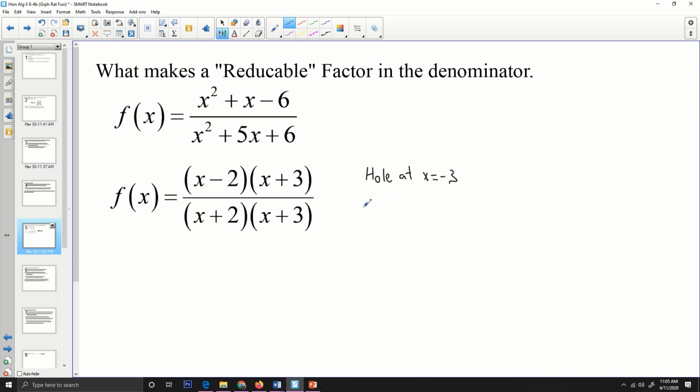And we will have a vertical asymptote at x equals -2, because -2 makes that one equal to 0, and it will pass through the x-axis at x equals +2. So we'll have a 0 at x equals +2, because +2 will make that 0.